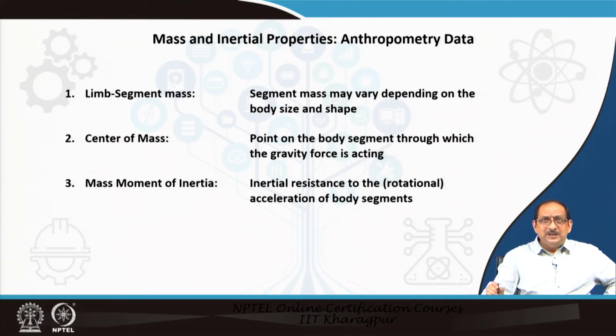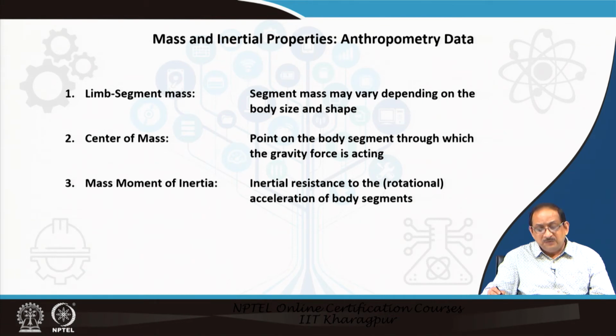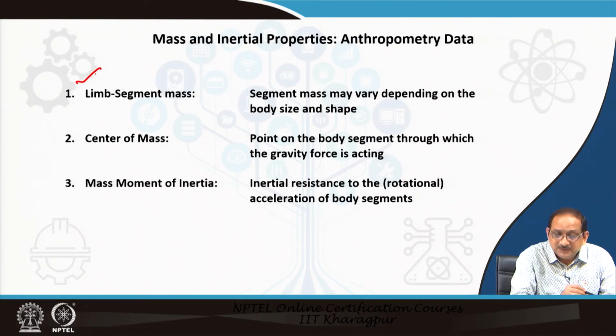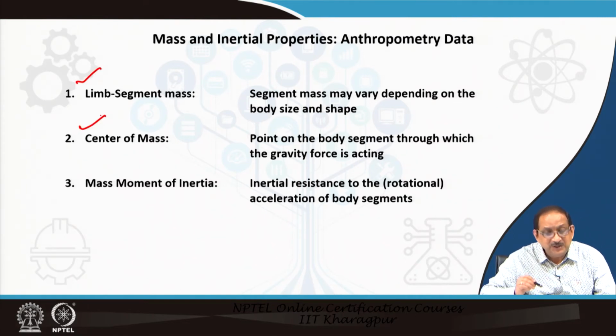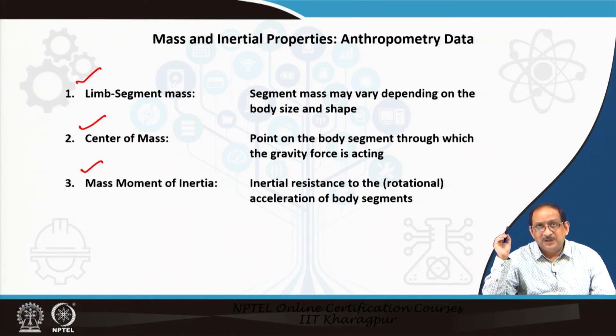The mass and inertial properties are obtained from anthropometry data. Anthropometry data, as defined earlier also, consist of length and mass properties of each body segment. So, we need the limb segment mass, we need the center of mass of each body segment, and also we need the mass moment of inertia, which is the internal resistance to the rotational acceleration of the body segment.